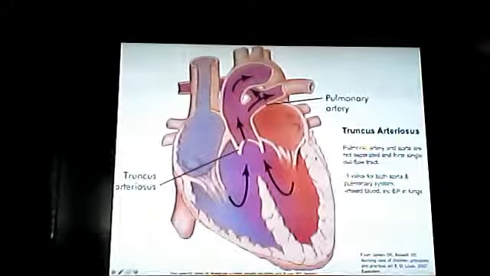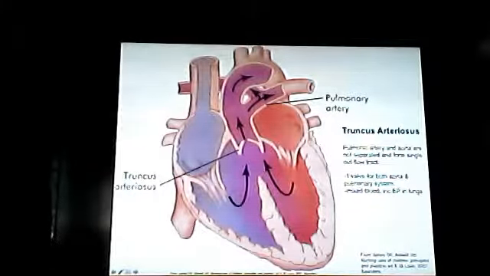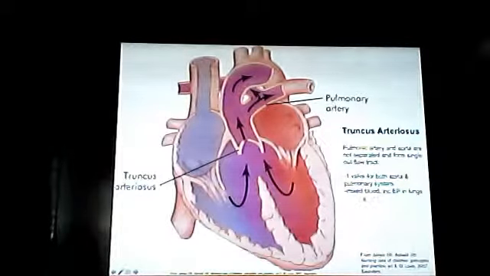Truncus arteriosus. In this case the pulmonary artery and the aorta are not separated and they form one single outflow tract. If you have that, you have majorly mixed blood, because blood going to the lungs needs to get oxygenated, and blood leaving the aorta is oxygenated. So left and right side have mixed blood, and there is increased blood pressure in the lungs because so much more volume is going into it.